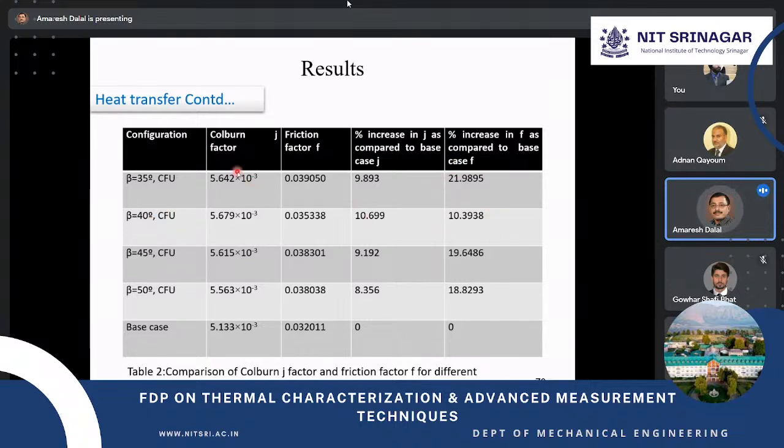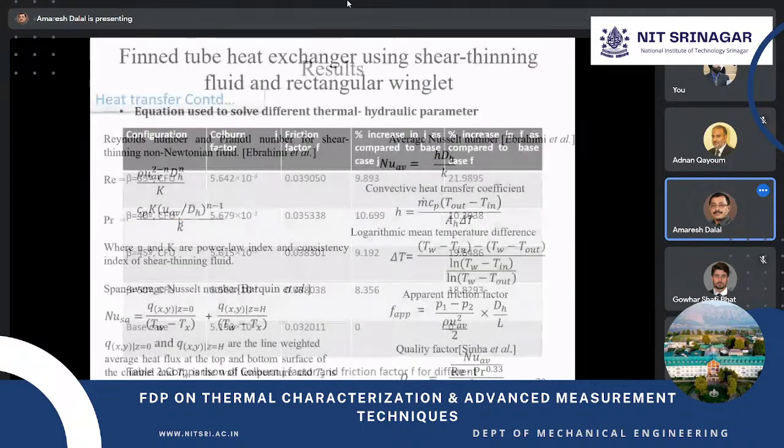And now if you see the Colburn j factor, the Colburn j factor is maximum when beta is equal to 40°. So for Reynolds number 1000 we are getting this. Obviously you can see maximum Nusselt number, low pressure drop, so obviously higher j we are getting. So this is the maximum heat transfer we are getting for beta equal to 40°.